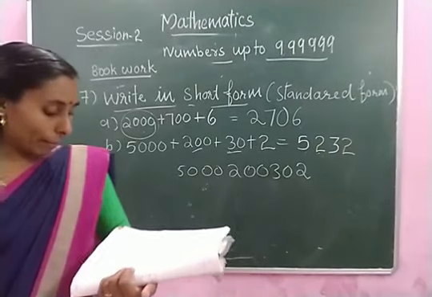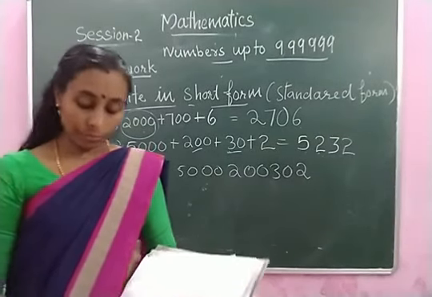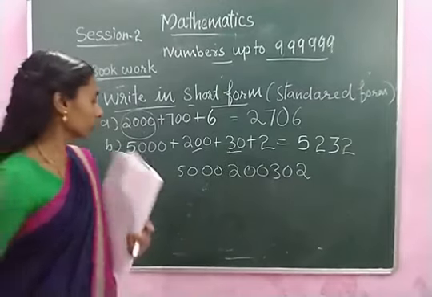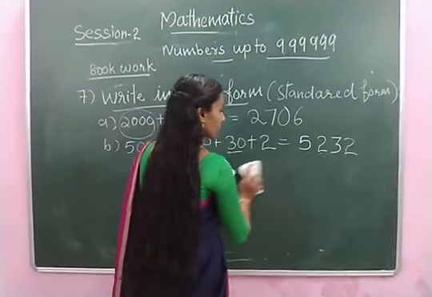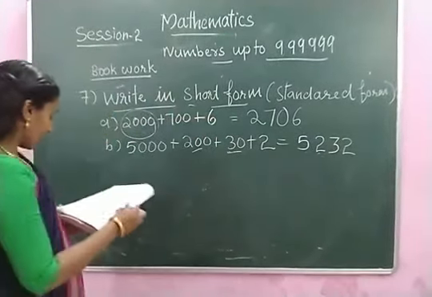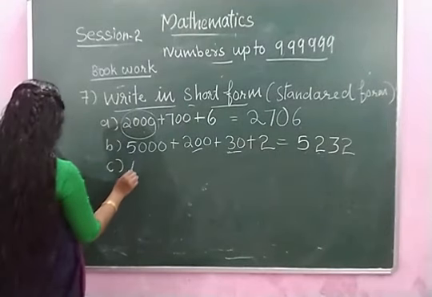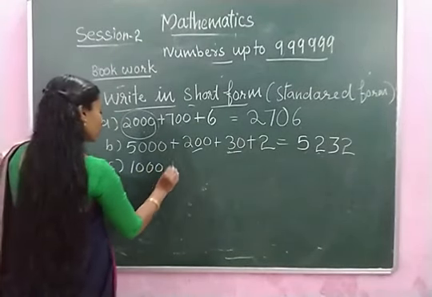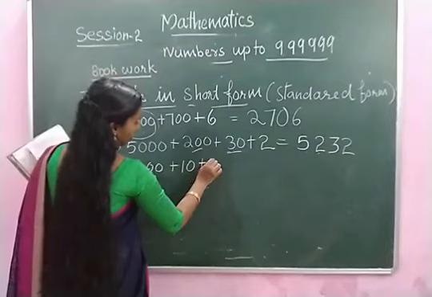5232. That is the number. Then next one, question number C. 1000 plus 10 plus 2.